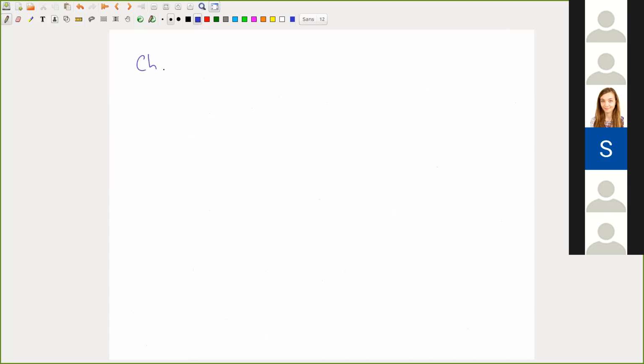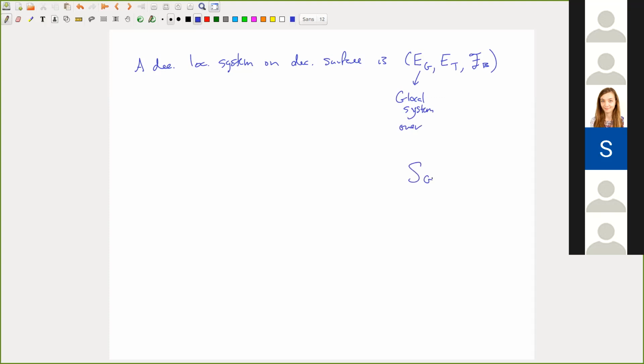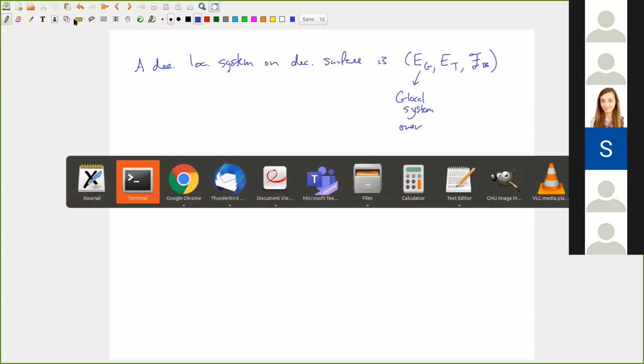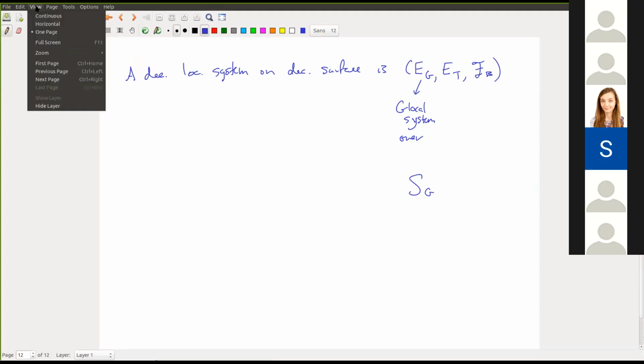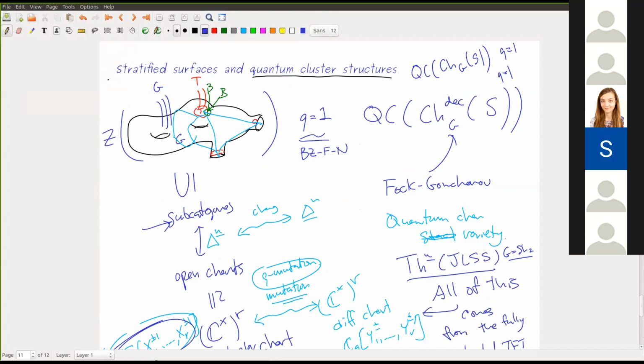So a decorated local system on some decorated surface is a triple E_G, E_T, and F_B. So E_G will be a G local system over S_G. So S_G is the region where we've chosen to color with G, S_T is the region where we colored with T, and S_B is this region with the defects.